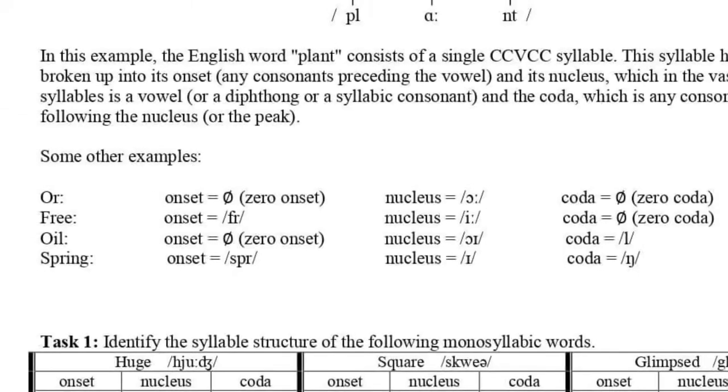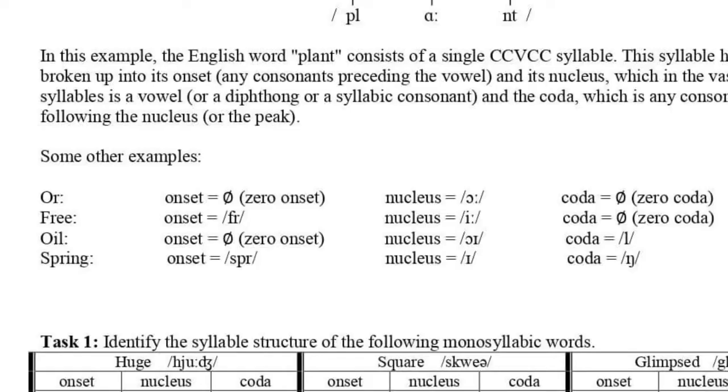In the word or, we have only the nucleus, which is long O. So the onset, we call it zero onset, and the coda, zero coda. We move to the second word, which is free. In this one-syllable word, we have an onset composed of the consonant F and the consonant R. The nucleus is the long E, and we have zero coda. We don't have any consonant after the nucleus.